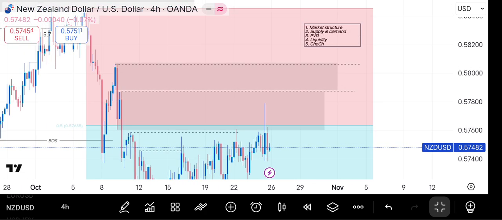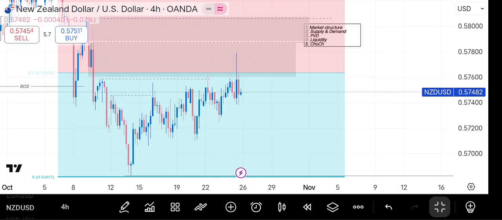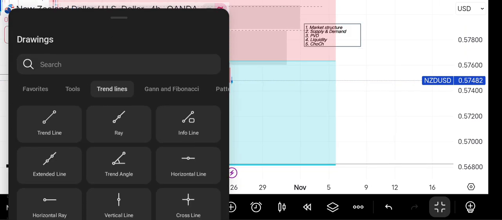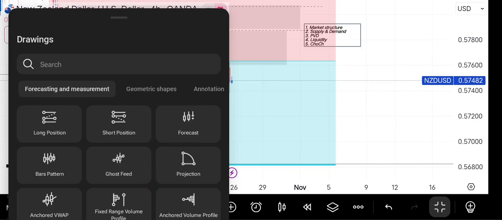So right now, what do I need? I've got my market structure bearish. I've got my supply right here. I've got my PVD. The market has retraced inside the premium. I've got my liquidity. What do I need? A change of character. So how do I get my change of character? Simple.